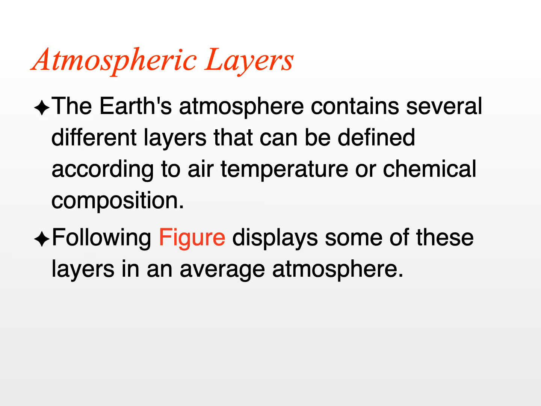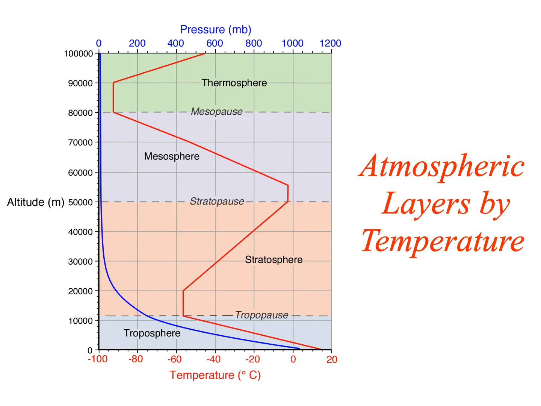And we can define these layers according to changes in air temperature or changes in the chemical composition of the air with altitude. The following figure shows the layers in the atmosphere that exist because of changes in temperature. The major layers are the troposphere, the stratosphere, the mesosphere, and the thermosphere.